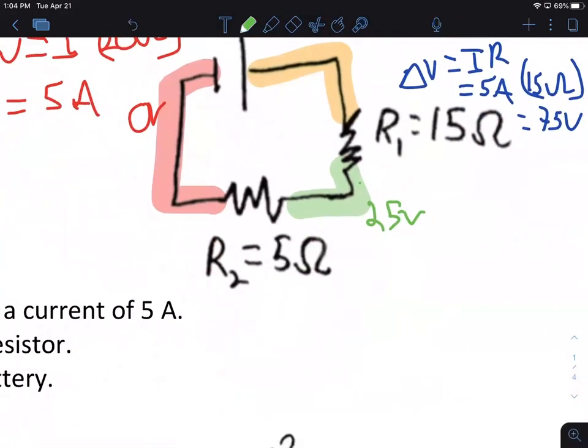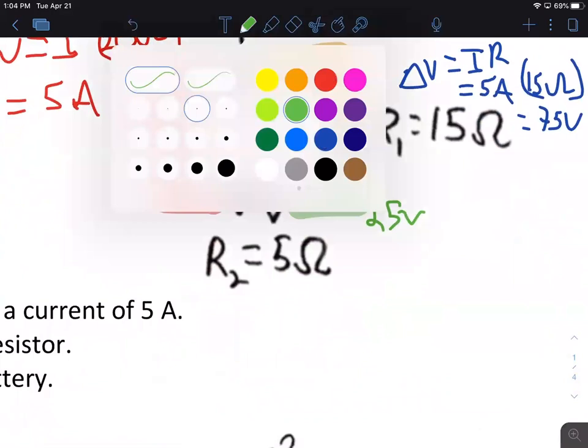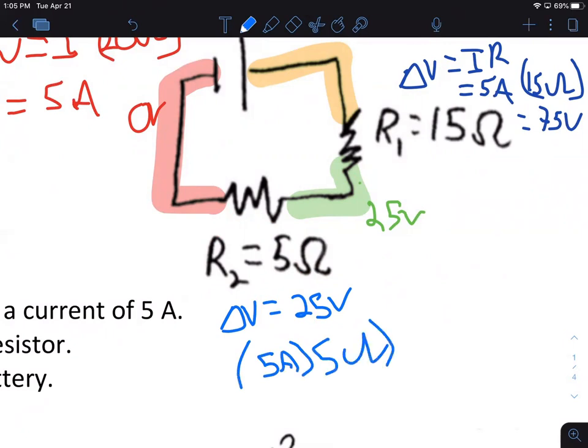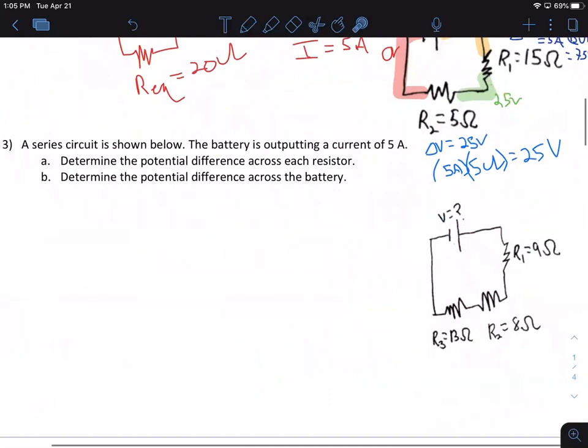All right, so how much does this one change it by? Well, I could look and say this is 0, this is 25, so the change in voltage here has to be 25 volts. Technically, these are all negative changes in voltage. We're just doing magnitudes. I could also do that by saying 5 amps times 5 ohms also gets me 25 volts. So do it both ways, should get the same answer either way. Checks our work.